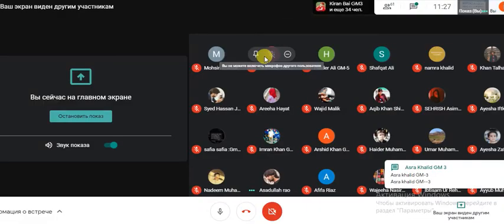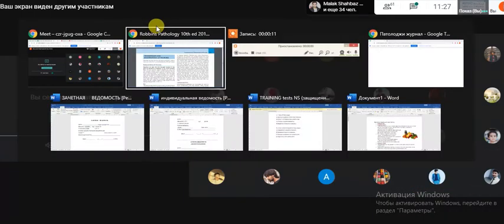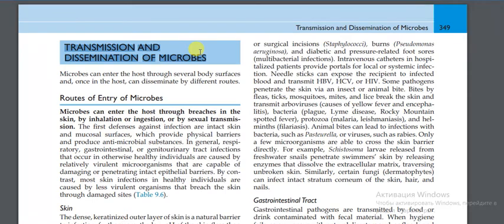Good morning, dear guys. So today we start the record and continue the set of lectures about the infectious process. As I said in the previous lecture, today we'll discuss the transmission and dissemination of microbes, the routes by which they can enter our body, and how we can prevent it. Also, a little bit we'll discuss the pathogenesis of this.